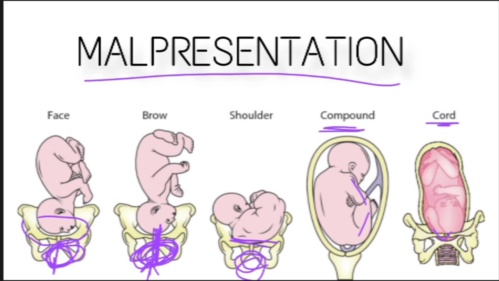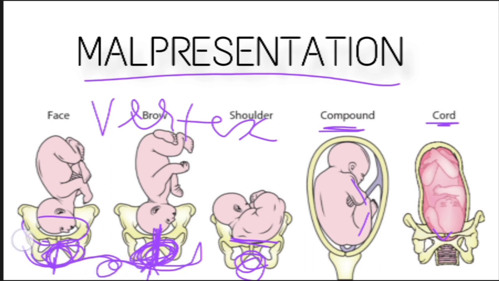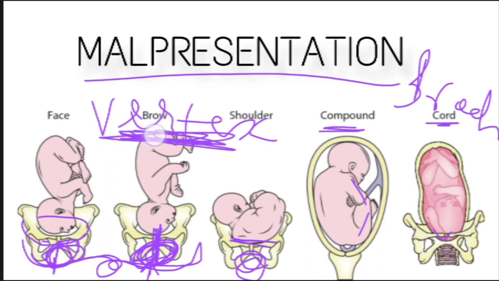Apart from this, we still have two, that is vertex and breech. Vertex is nothing but the head. Face and brow can be considered as vertex because head presentation is the first presentation. Breech is exactly opposite to it. Breech is the lower extremities, the legs. This presentation will be visible first.